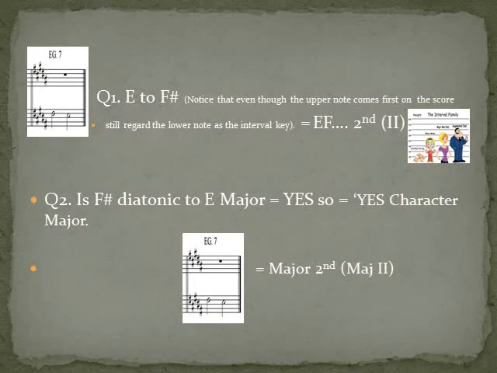E to F sharp. Notice even though the upper note comes first on the score, still regard the lower note as the interval key. In other words, E to F is a second. Availability gives us either a diminished, a minor, a major, or an augmented. Is F sharp in the scale of E major? Yes. So it's the yes character again. Major second.